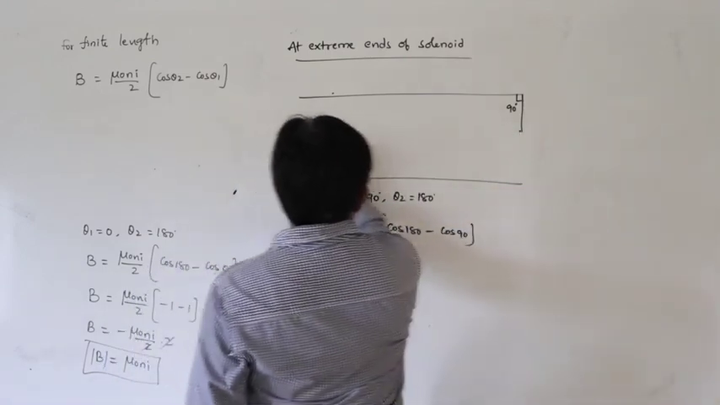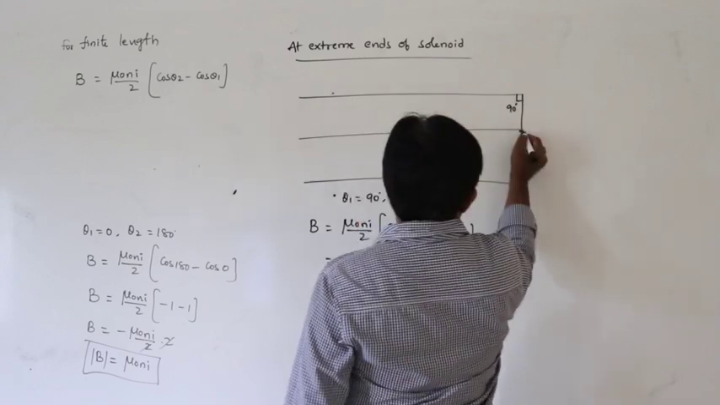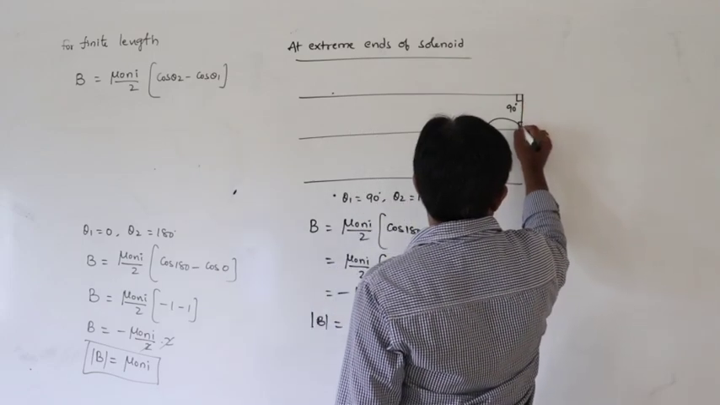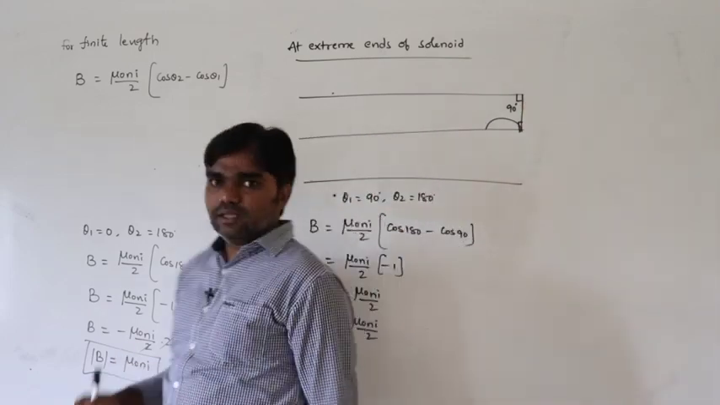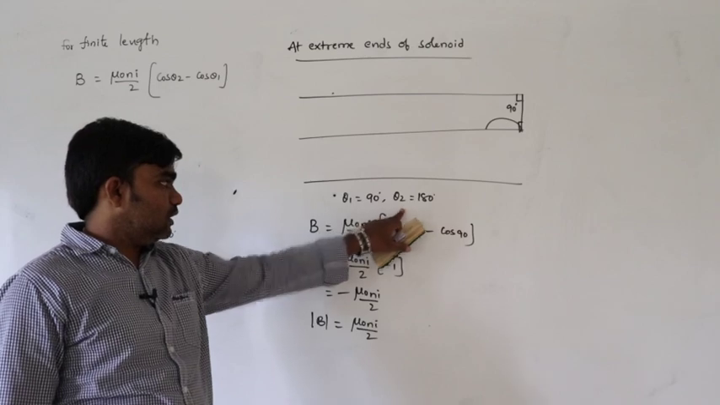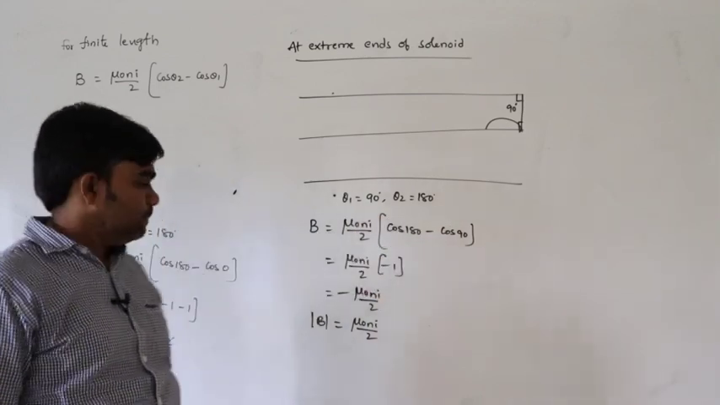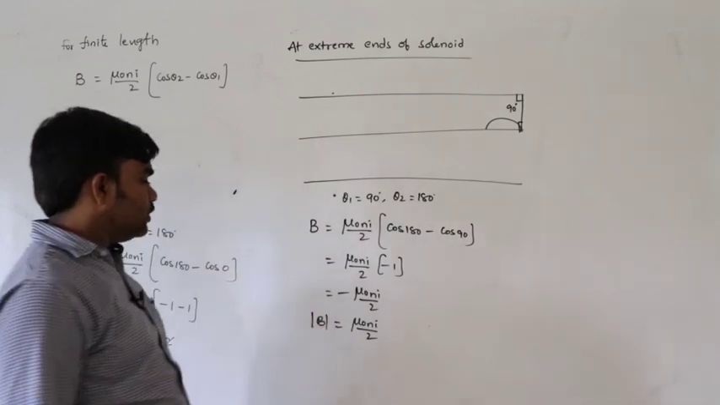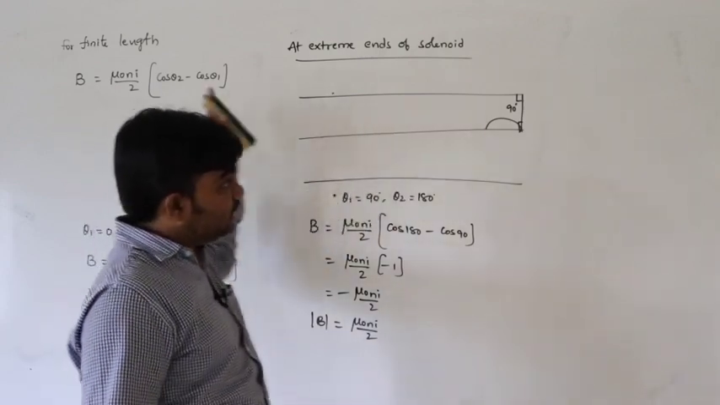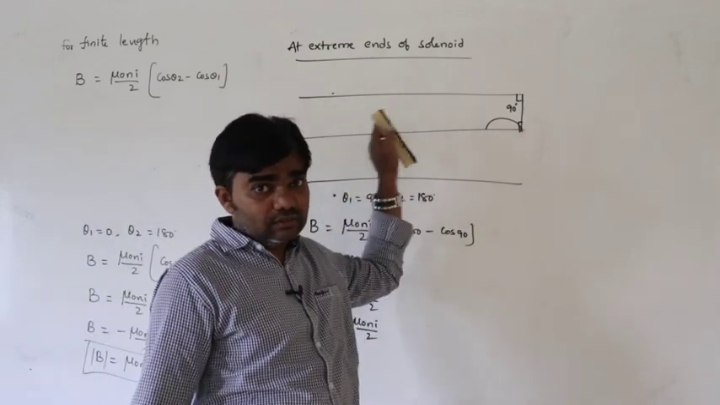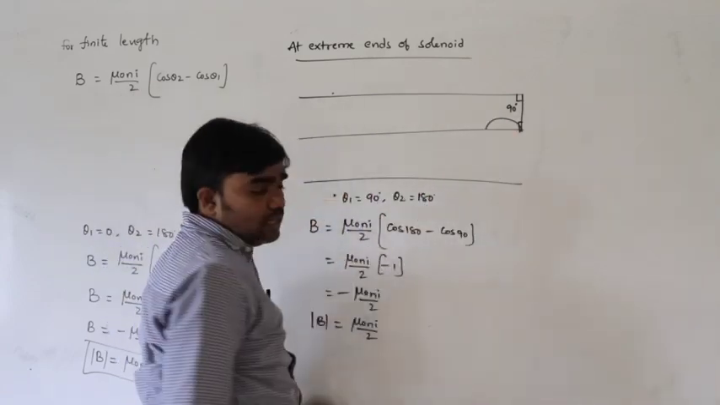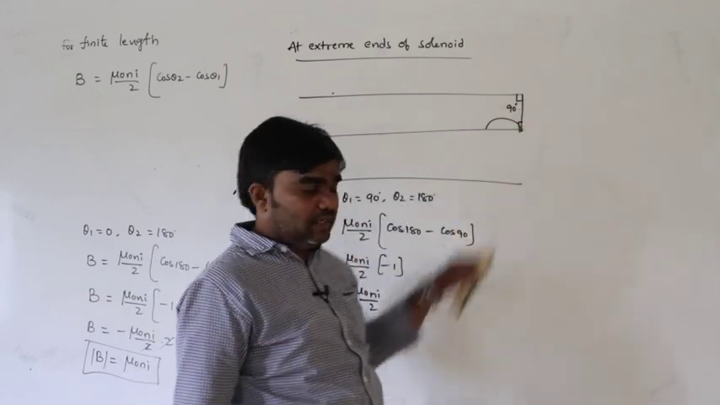See here, from this position to this end, what is the magnitude? The angle is 180, and at this position the angle is 90. So theta 2 is 180 and theta 1 is 90. That's why at the extreme ends the magnitude of the magnetic field is mu naught Ni by 2. Extreme end of the infinite length, where it ends we don't know. So one angle is 180, another angle is 90.